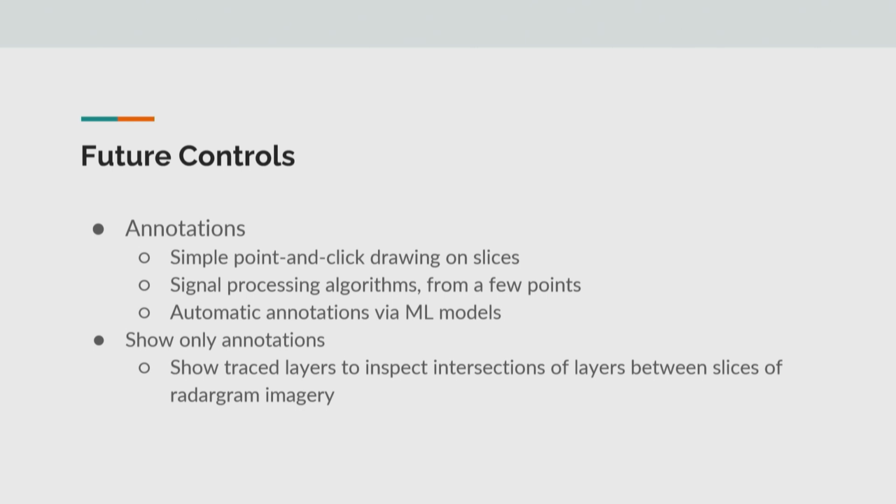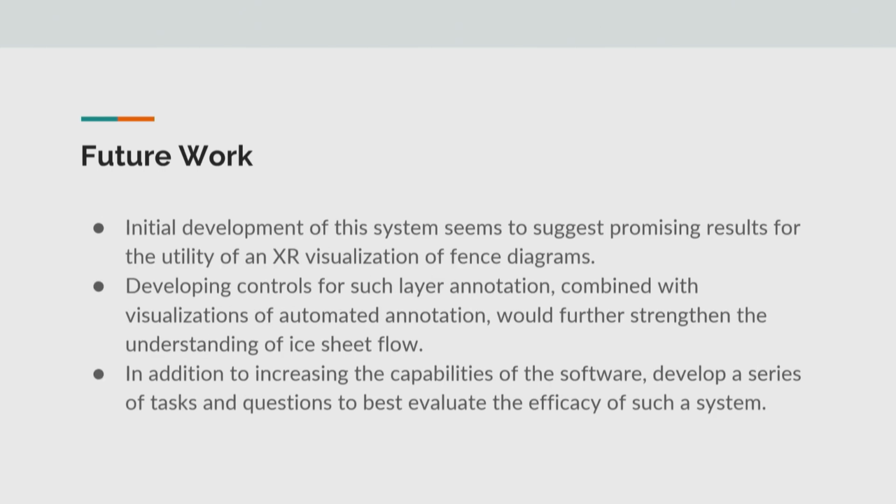And then also show only annotation. So we only want to be able to see those layers as they're going through the ice, and then we can evaluate those layers. Specifically, it would be useful for helping evaluate ML models, but we're not there yet. So some future work, it seems promising.